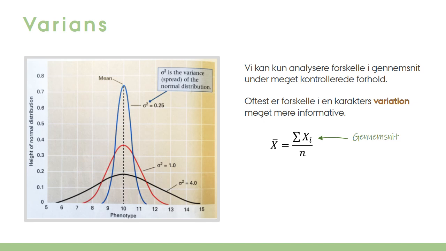Now, how do we get to variation again? We need a couple of equations. This is the equation that we use to calculate the average. It's the sum of all the observations divided by the total number of observations.